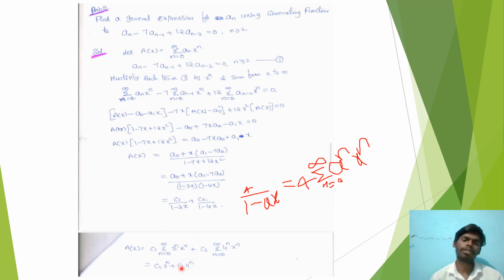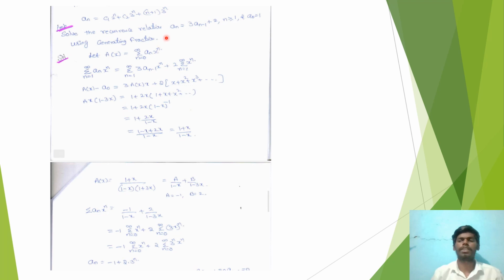general solution for the given recurrence relation by using generating functions: a n is equal to c1 3 to the power of n plus c2 into 4 to the power of n. Now let us see another example for recurrence relations by using generating functions when the initial conditions are given. So let's take this equation as equation 1. So let A of x be the generating function.